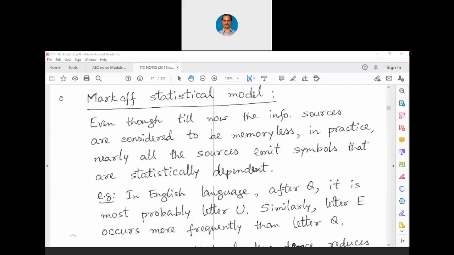All these basics are very much essential for the understanding of this information theory, because based on these basic concepts only, the next modules are going to be dealt with. So now we come to the very last section in this particular module, that is called Markov statistical model.